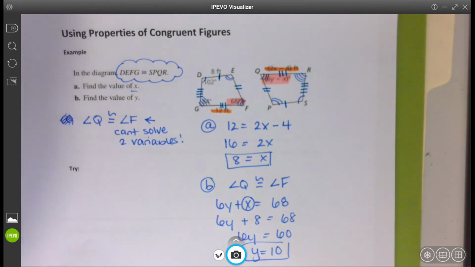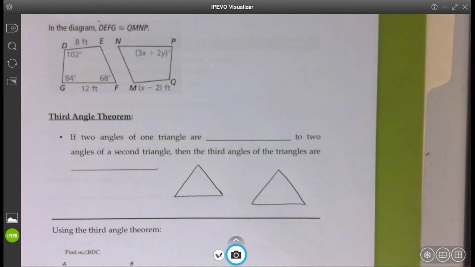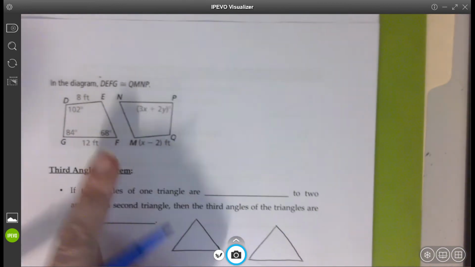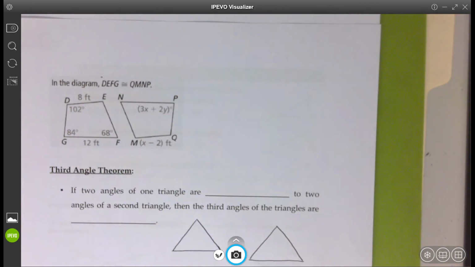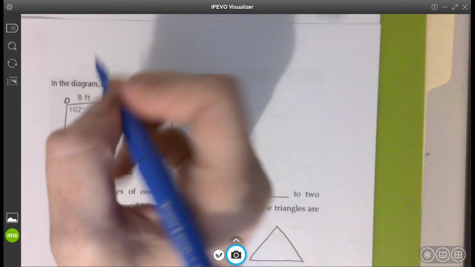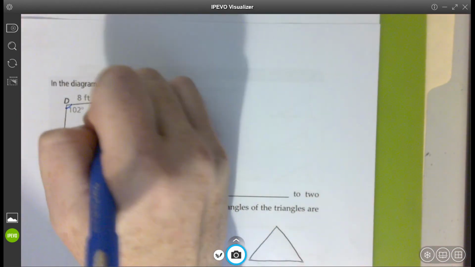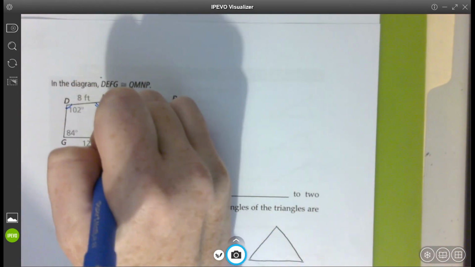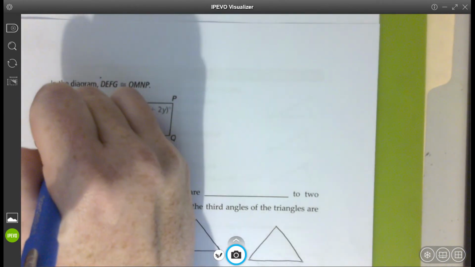All right, let's go on to the next page. I want you to try this diagram on your own, doing the same process. So mark up your diagram, unpause, check your markings, then repause and try to solve for x and y. All right, so let's go for these markings. So here I have D, E, F, and G, 1, 2, 3, 4.